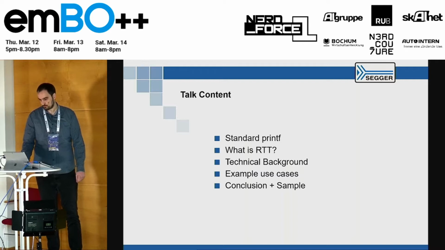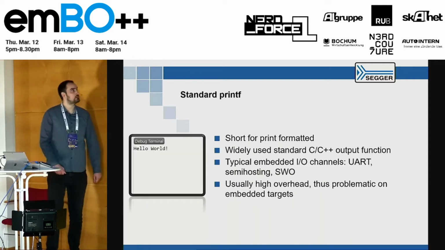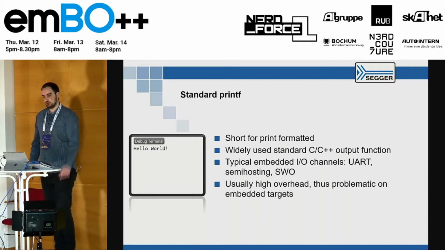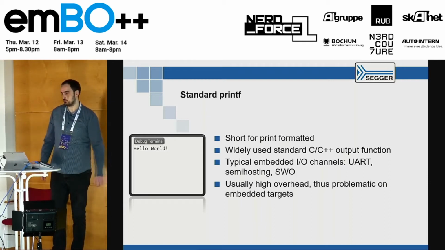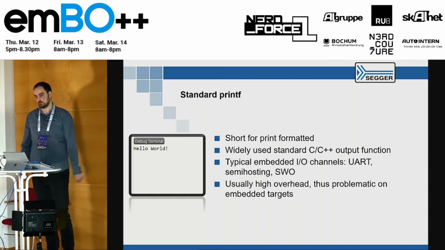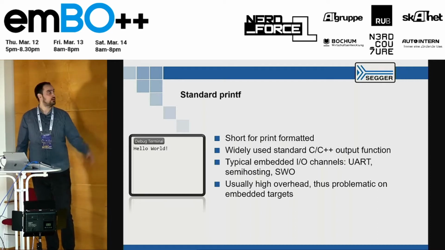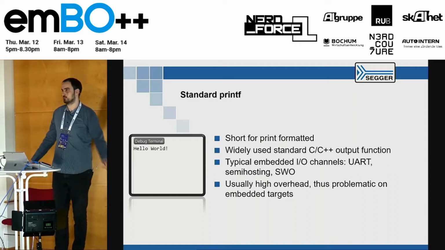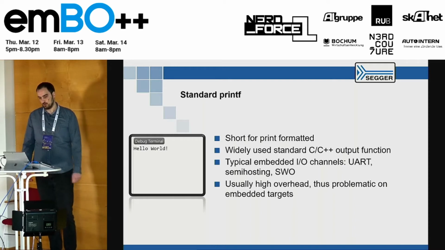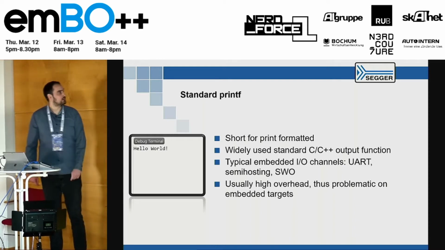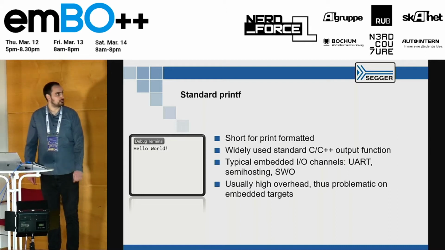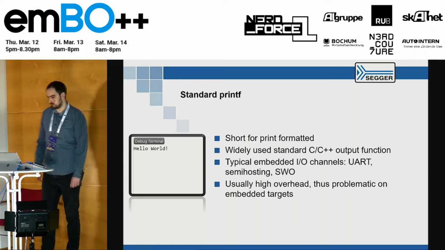So, first, let's take a look at our standard printf that we are all familiar with. It's short for printf, for print formatted. We put a string in it, and it's for a formatted string. We have some I/O handling, and then it appears on our host system in some kind of debug terminal. Typical channels here are UART, or if you're on ARM, it's usually semi-hosting or SWO.